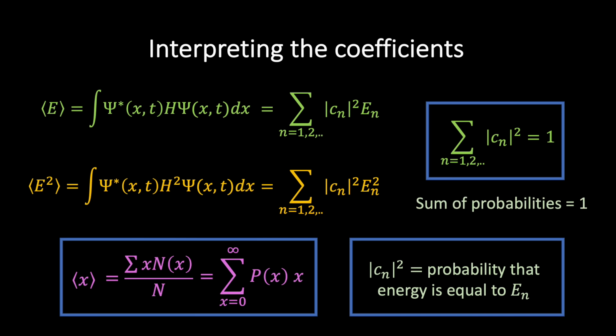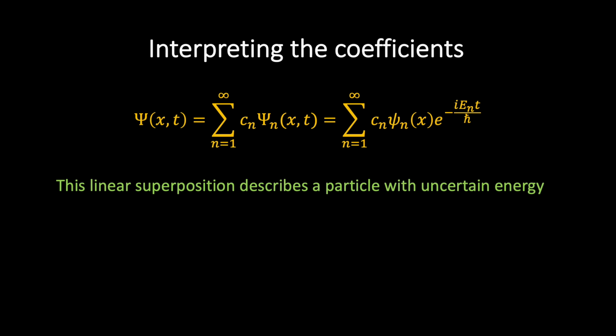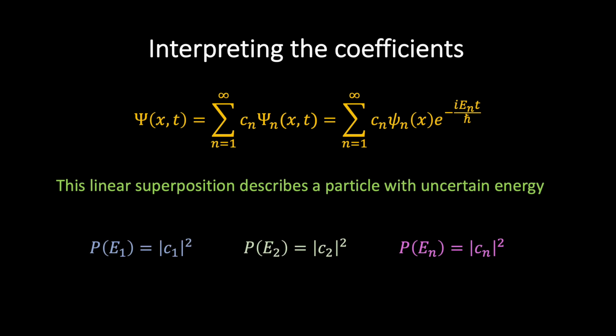And so to summarize, we found that when the wave function corresponding to a particle in a one-dimensional infinite square well potential is expressed in its most general form as a linear superposition of energy eigenstates, then this linear superposition describes a particle with uncertain energy, and the probability of measuring a particular energy eigenvalue is given by the modulus squared of the coefficient of the corresponding term in the linear superposition.